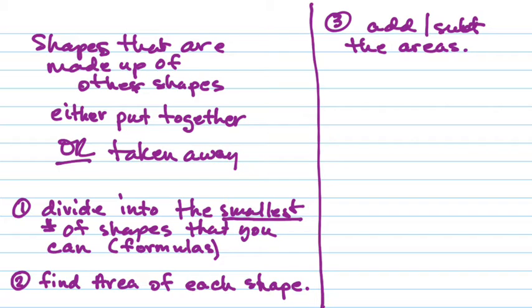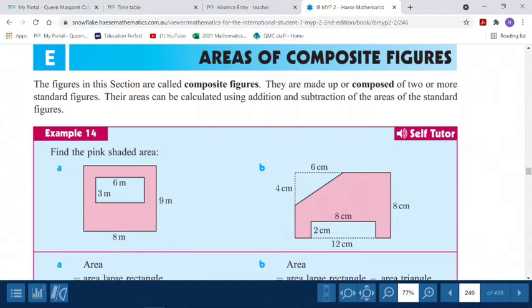So what we're going to do is go to the Snowflake book, because you really need to see these. It's a very visual kind of thing. But think about what it is we're trying to do. We're trying to turn shapes we don't have a formula for into shapes we do have a formula for. Okay? So let's go there. All right. So here we go. Here's a shape. Find the pink shaded area.